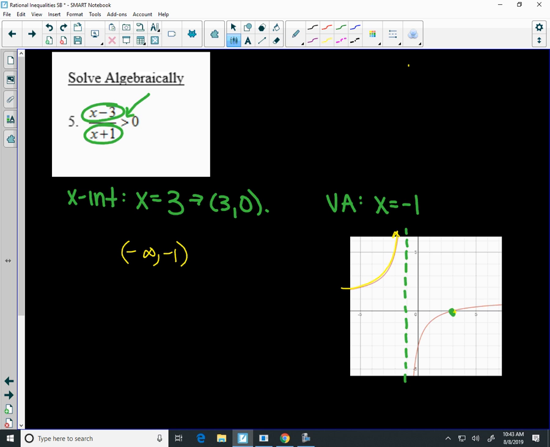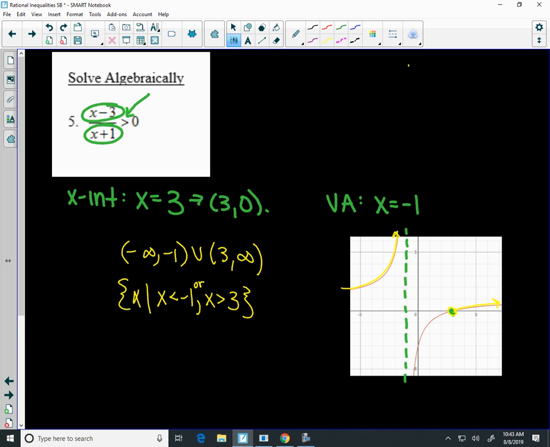At 3, we're going to have an open circle for this one because we don't have an equal to in our problem. At 3, we cross over and then we're above the x-axis. So from 3 to infinity, and we're not going to include either of those. Our set notation for this, x is less than -1, and x is greater than 3. So that was very similar to the problems we did on the front.